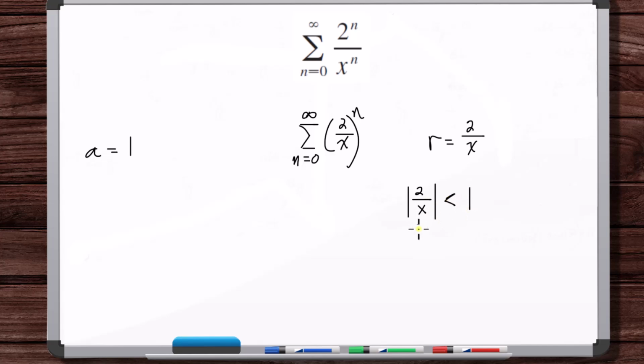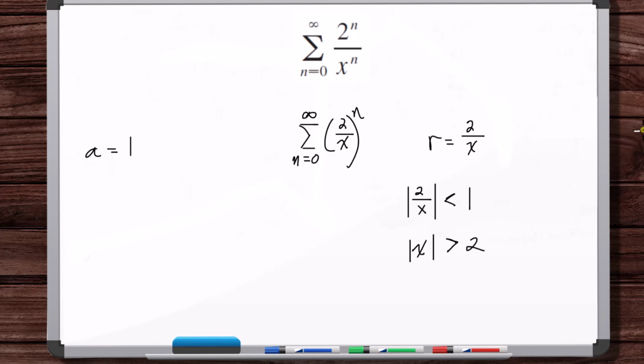Okay, but if we look at this, what we see is that the absolute value of x needs to be greater than 2, right? If the absolute value of x is greater than 2, then you're always going to have something that is a decimal, not 1, some kind of decimal, either positive or negative.